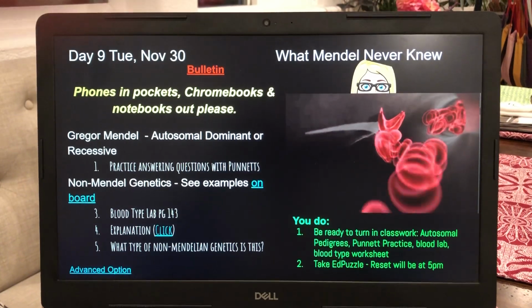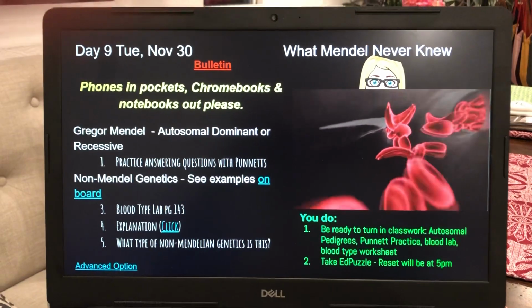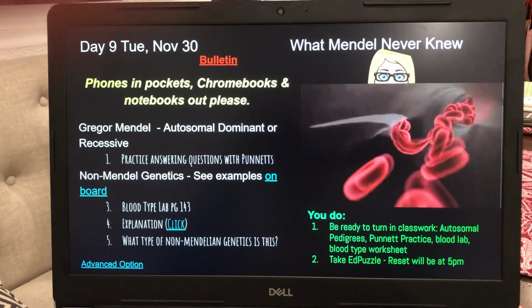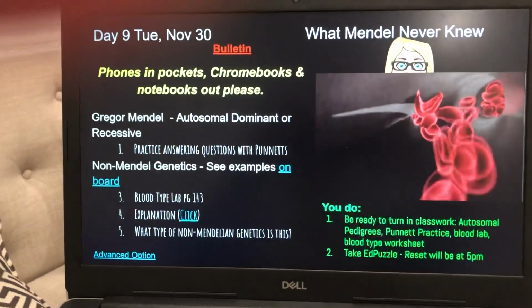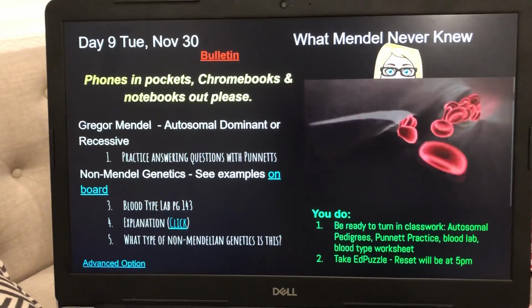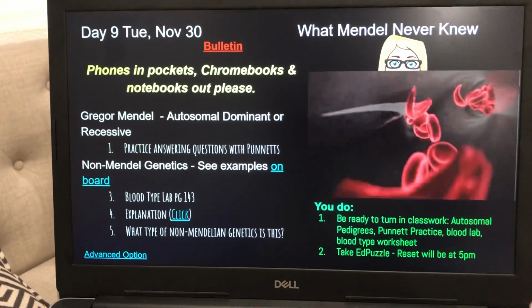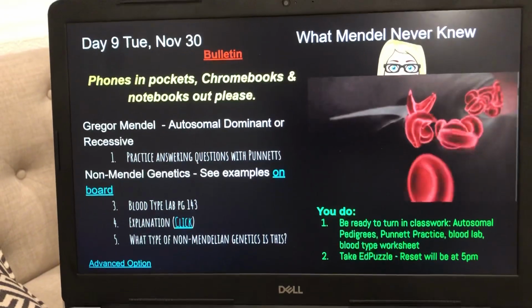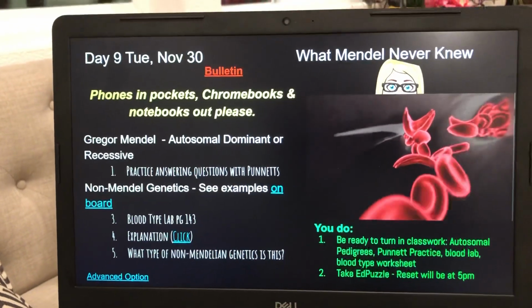Let's talk about what we did today. This is your agenda. We are going to go through a little bit of detail, just reminding ourselves about what Mendel came up with, and we're going to practice answering some genetics questions with a very specific format. And then we're going to look at some stuff that Mendel didn't know.